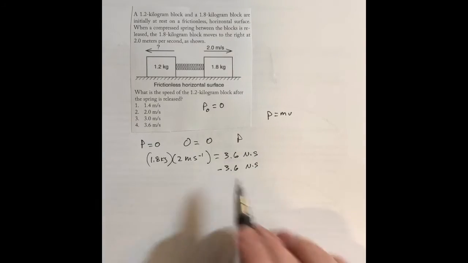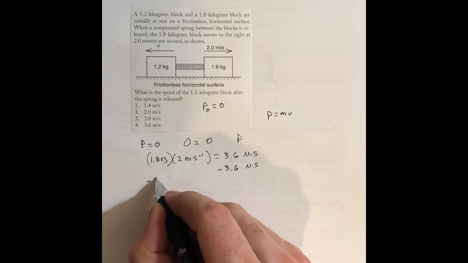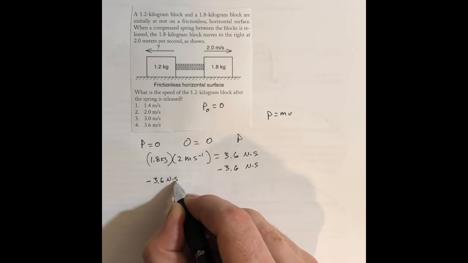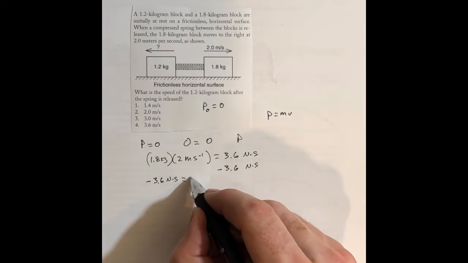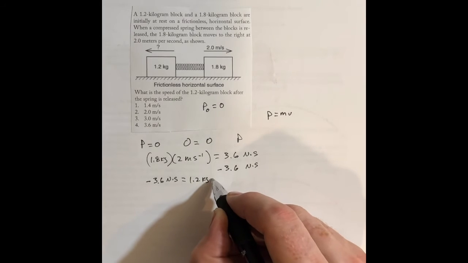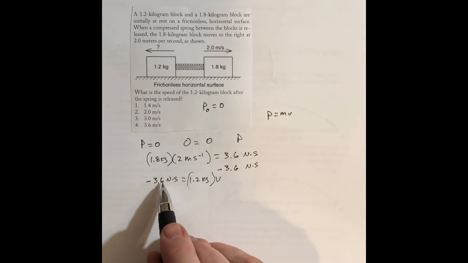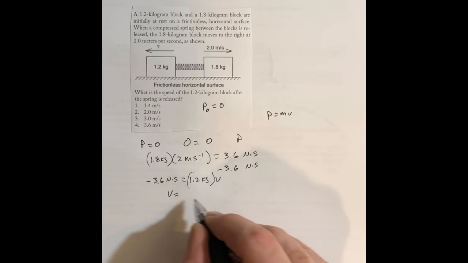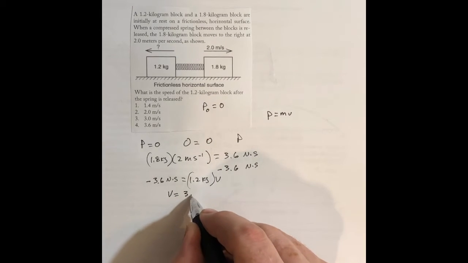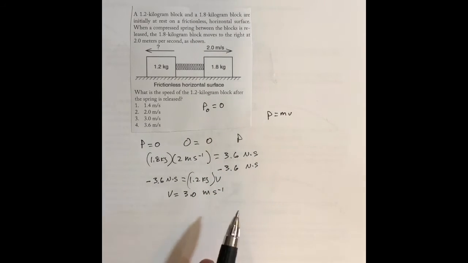So this makes the problem fairly straightforward. For the second block, since we know its momentum has to be negative 3.6 newton seconds, we can take its mass of 1.2 kilograms, multiply that by its velocity, and then divide out. Negative 3.6 divided by 1.2 means we have a velocity equal to negative 3.0 meters per second, and it would be going in this direction since it's negative.